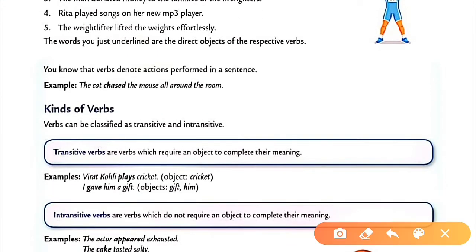What is a verb? Definitely, this is the chapter on verbs. A verb is a word which performs an action. Or you can say any action words are known as verbs, like the cat chased the mouse all round the room. So chased is your verb. Any kind of action is known as a verb.